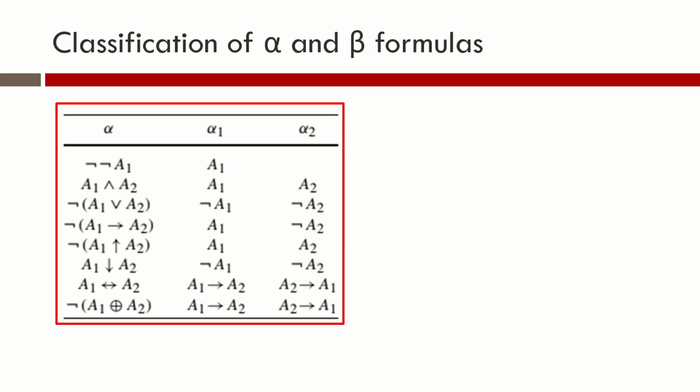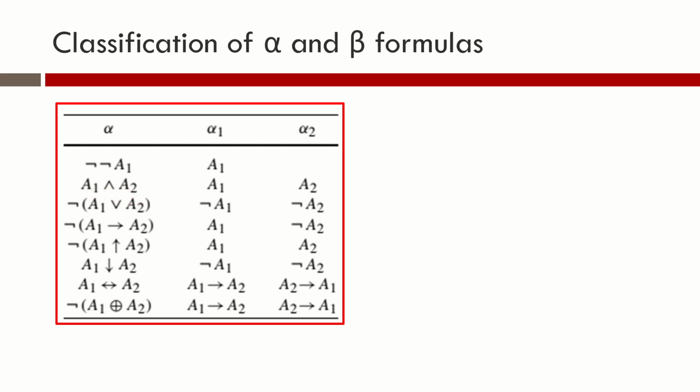Before discussing the algorithm, we will see which classes of formulas are classified as alpha formulas and which as beta formulas. These are the set of alpha formulas. Alpha formulas are usually the conjunctive ones, like A1 and A2.